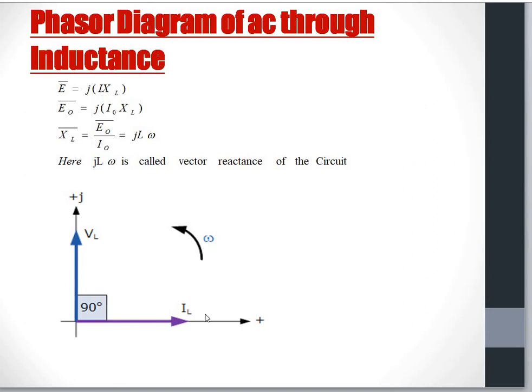So it will rotate this VL through 90 degrees in the counterclockwise direction. So this is what we call the voltage across the inductance. Here, in the case of a purely inductive circuit, the voltage leads the current by an angle of 90 degrees. This is an important parameter. This is known as the vector reactance and is given by j into L omega.